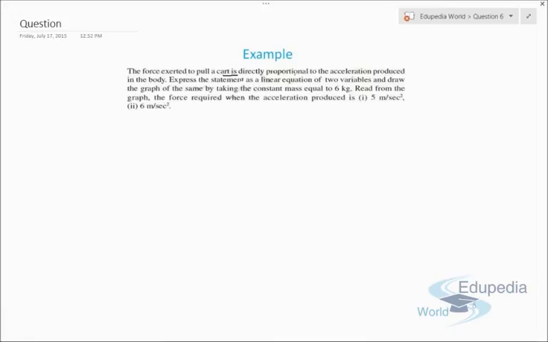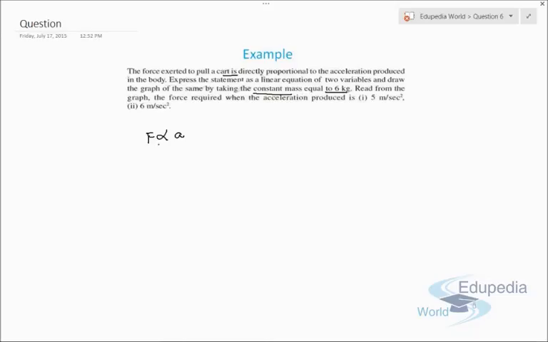The question says the force exerted to pull a cart is directly proportional to the acceleration produced in the body. I suppose everybody in physics has read that force is directly proportional to the acceleration. So express the statement as a linear equation in two variables and draw the graph of the same by taking a constant mass equal to 6 kg. Means we have to take mass as constant, 6 kg.